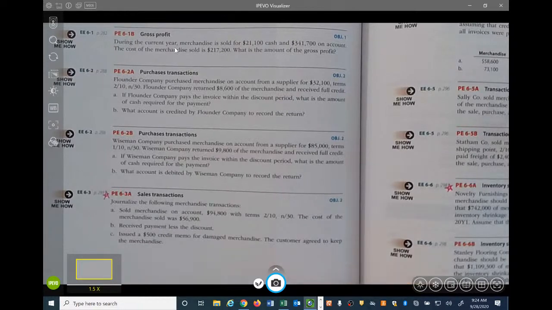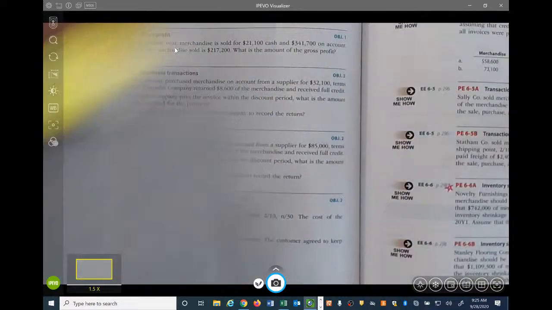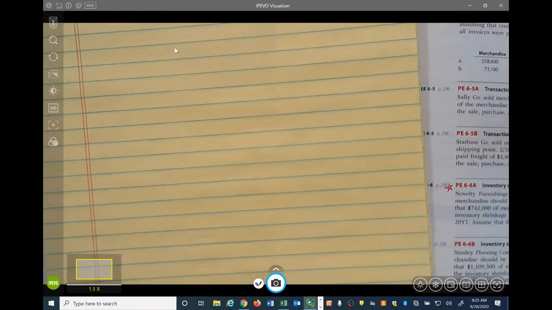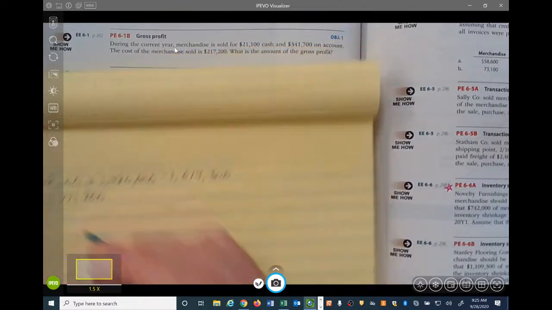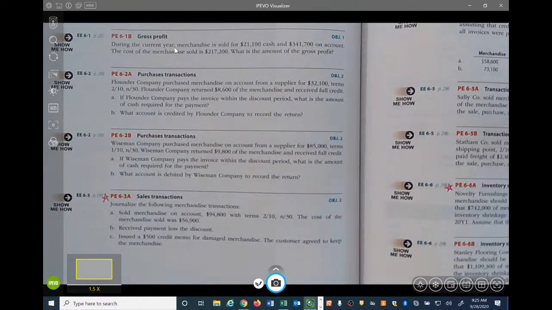So it says the cost of the merchandise sold was $56,900. So let's just look at this one here. The first thing we want to do, okay, we sold the merchandise on account for $94,800. Okay, so let's record this receivable net of the discount. So what would be net of the discount based on the $94,800? What is net of the discount of 2/10 on $94,800?